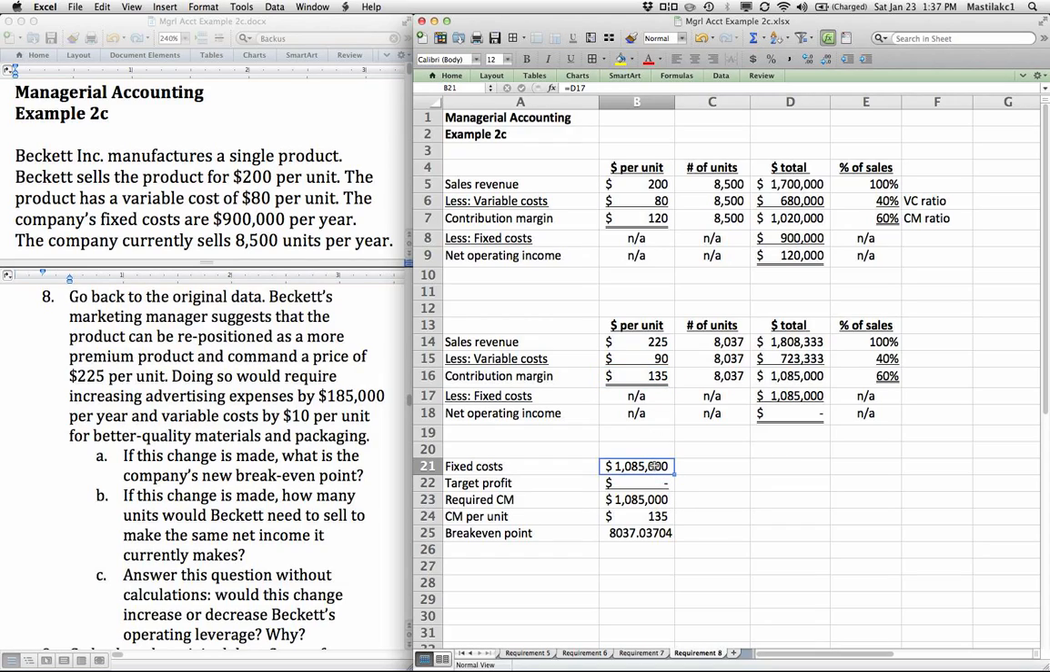We could also, since the question did not specify whether to answer in terms of dollars of revenue or number of units, answer the question by dividing our required contribution margin by our CM ratio.